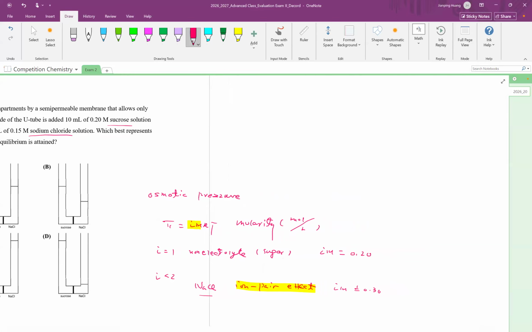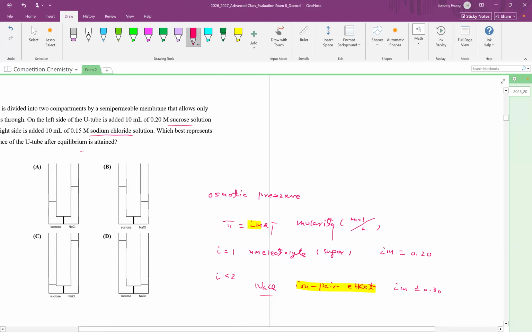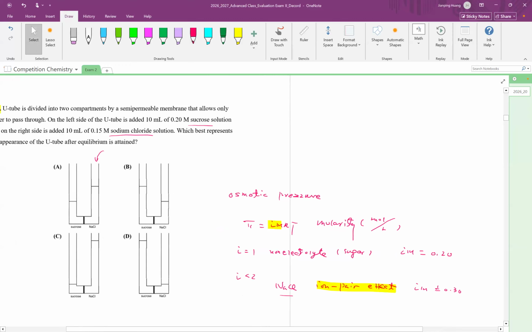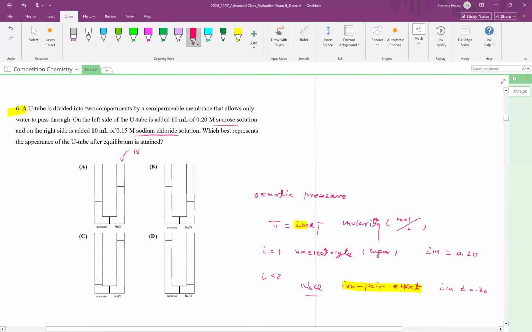You know that, based on chemical potential, basic chemical potential, because on the left side is sodium chloride and on the right side is sugar. The water will go from left to the right until the chemical potential reaches equilibrium. So the choice, you choose A, you get another point. You get another point, okay?